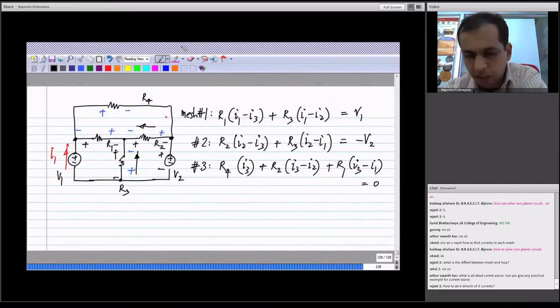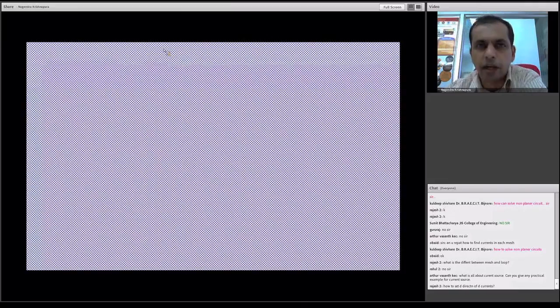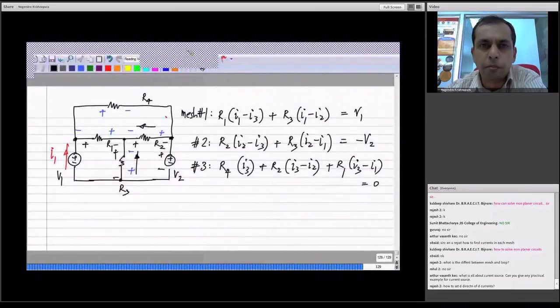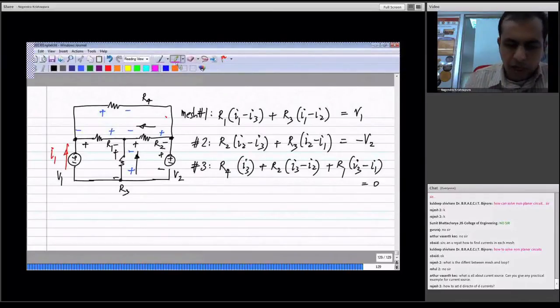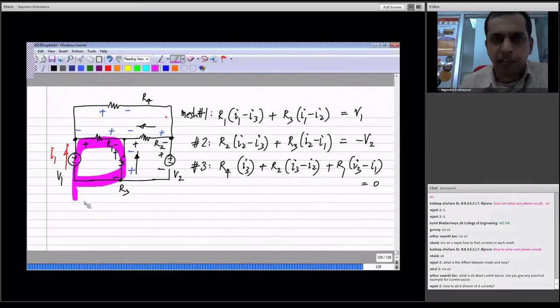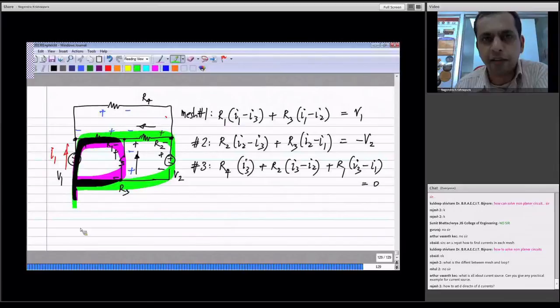Now, there was a question from Rajesh asking what is the difference between a mesh and a loop. Like I said, mesh is also a loop, but it doesn't contain any other loops inside, okay? For instance, in this particular circuit, this is a loop and this is also a loop. But the second one is not a mesh because that loop contains a smaller loop inside, okay?